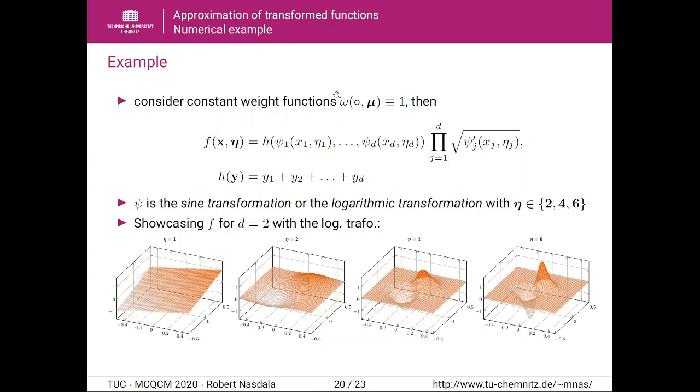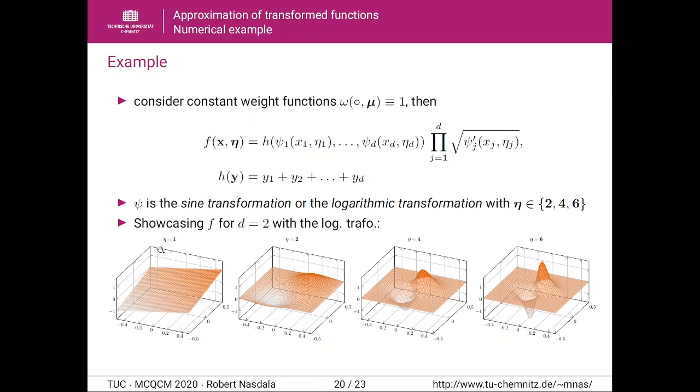Again, we stay simple with a constant weight function omega and consider the hyperplane, so a simple hyperplane in the d-dimensional space. And we will compare the sine transformation, and I will just show you the actual effects of the variable logarithmic transformation. But before we go into the numerics, I will shortly show you at least one of those transformed functions.